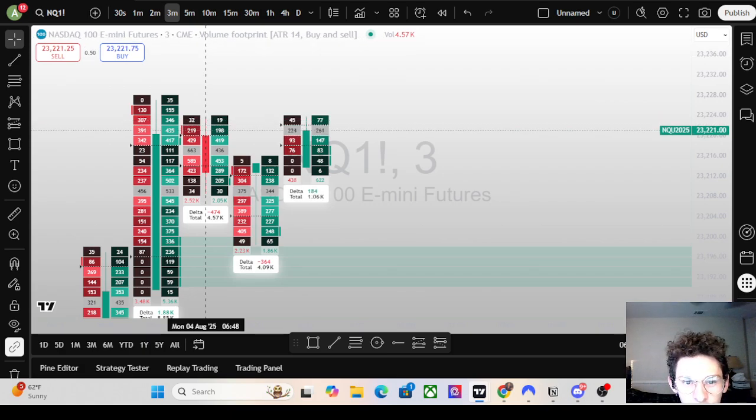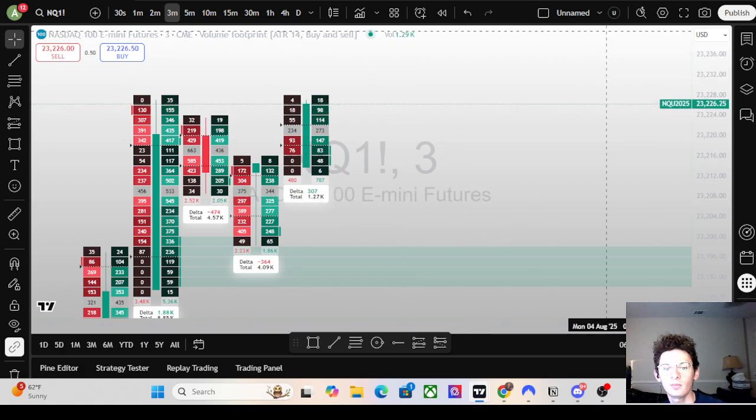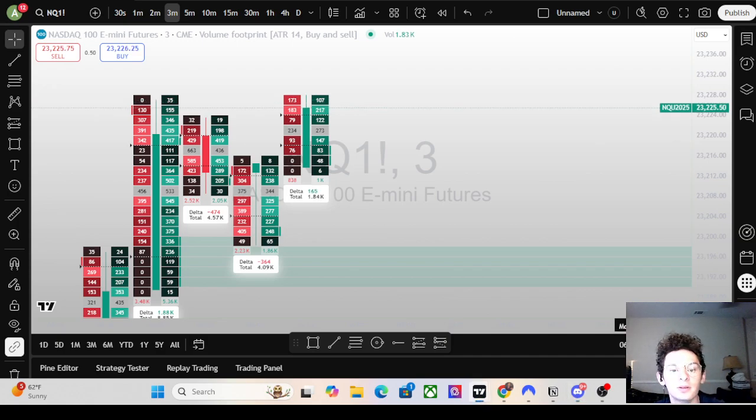I'm targeting like 134 points, and I am risking 22. Once we get to a 1-to-1, I think that's when I'll decide to break even on my trade, so that way I minimize my risk. Fun stuff out here.